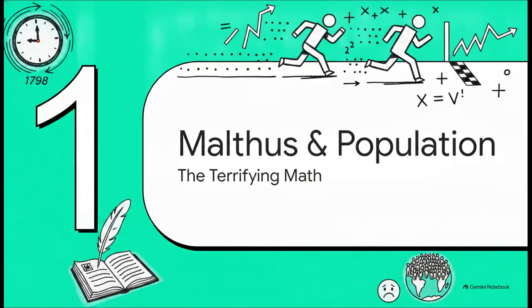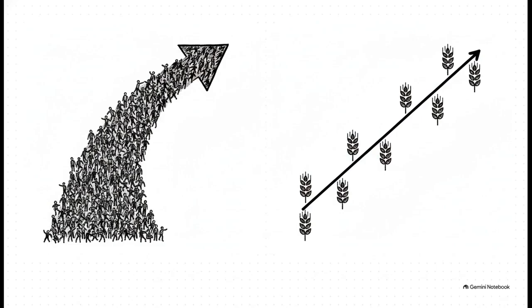Section 1. Malthus and the Population Race. The Terrifying Math of Thomas Robert Malthus. To really get a grip on population dynamics, we have to travel all the way back to 1798. That's when an economist named Thomas Robert Malthus propounded this theory in his famous book, An Essay on the Principle of Population. He basically framed human existence as this high-stakes mathematical race.